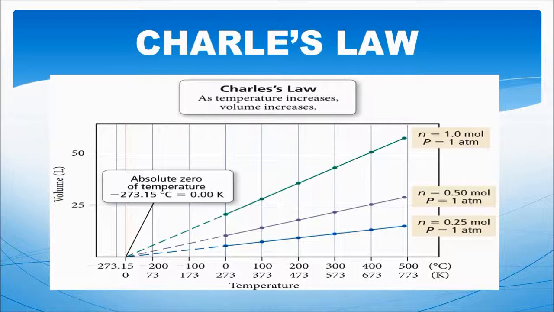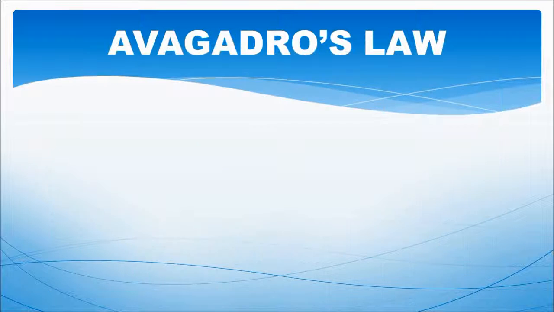Here we are showing Charles' law as it relates to volume and temperature, and you have a linear relationship between volume and temperature, and we extrapolate down to absolute zero, which is negative 273 degrees Celsius or 0 Kelvin. Remember, Charles' law is applicable in Kelvin.